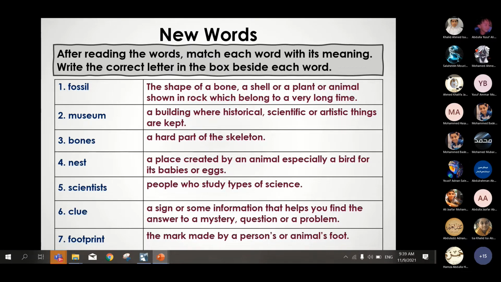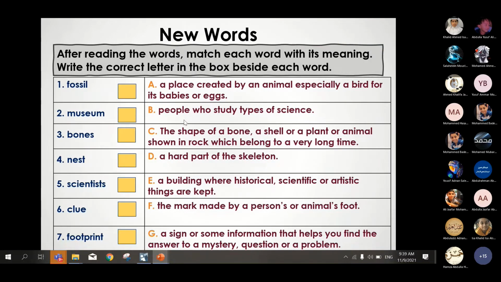Okay, so my students, today inshallah we are going to focus on these vocabularies, which are fossil, museum, bones, nest, scientists, clue, and footprint. Right, now you can turn off your microphone. Thank you, guys. Good boy. Now, students, you can write your answers in the chat box, and I will check them after the lesson.